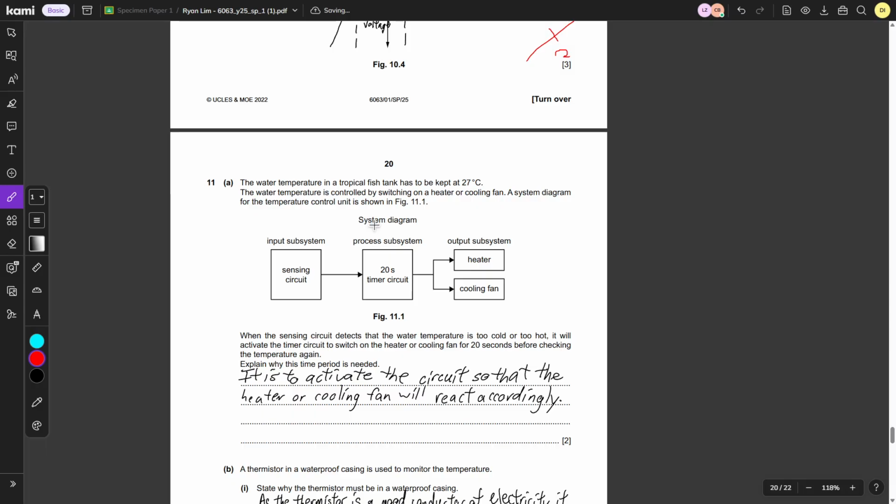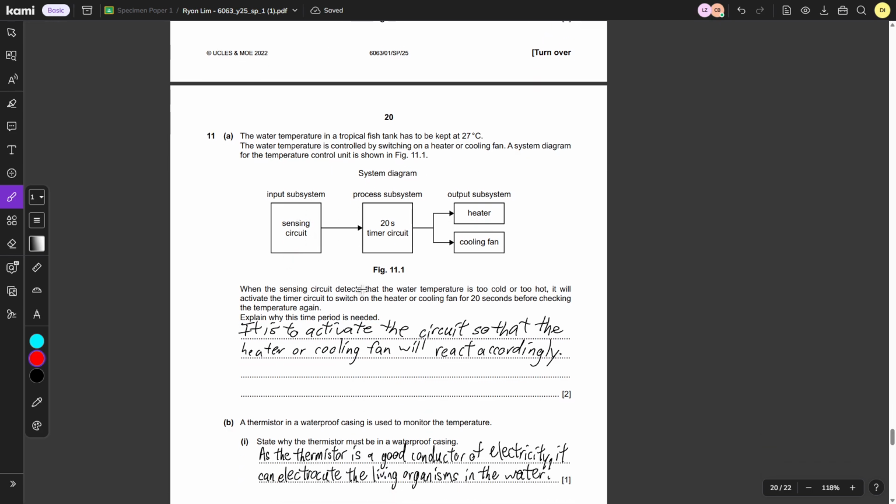The water temperature in a tropical fish tank needs to be kept at 27 degrees Celsius. Water temperature is controlled by switching on a heater or cooling fan. When the sensing circuit detects that the water temperature is too cold or too hot, it will activate the timer circuit on the heater or cooling fan for 20 seconds before checking the temperature again. Explain why this time period is needed. It is to activate the circuit so that the heater or cooling fan will react accordingly.